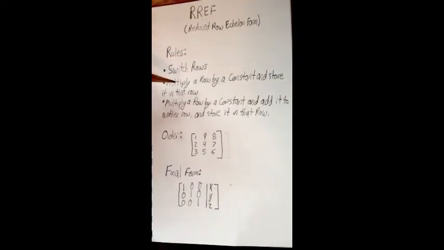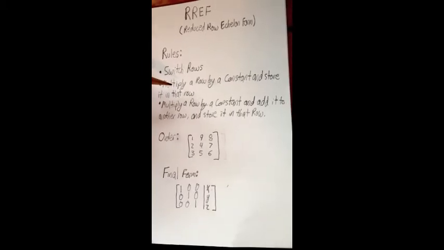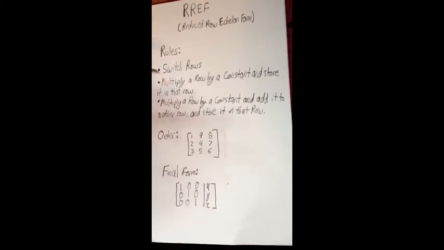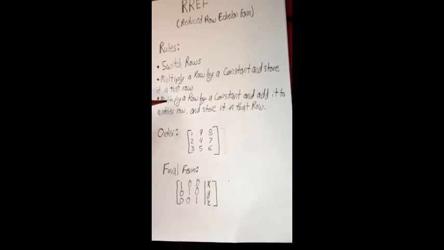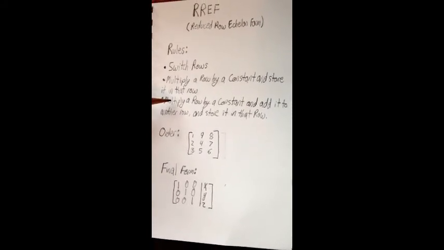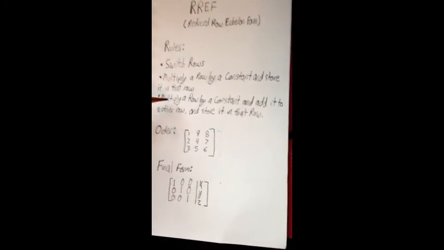You could also multiply a row of a matrix by a constant and store it in that row. You could also multiply a row by a constant and add it to another row and store it in that row. All of these rules allow you to change a matrix to get you closer to your identity matrix.